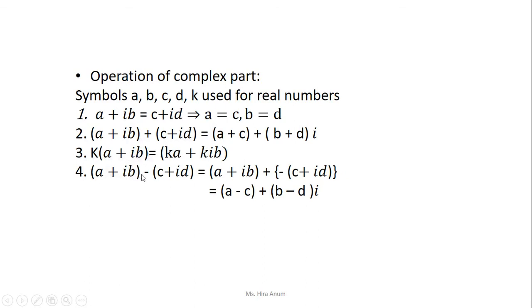a plus iota b minus c plus iota d. We take plus and minus and multiply with the inside of the bracket, minus c minus iota d, with the definition of subtraction. So a minus c plus iota b minus iota d. We take iota common, the numbers will be added or subtracted, so it becomes a minus c plus b minus d iota.